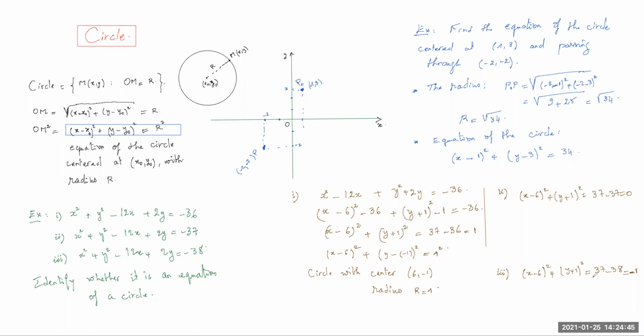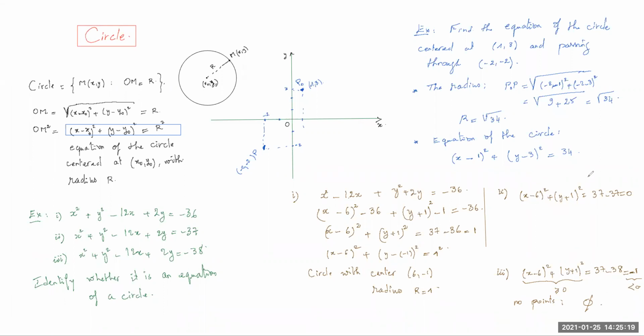Let's explore the third situation. It says the sum of squares, which is always positive, equals something strictly negative. So there are no points, so it's not a circle, it's nothing. There is no point in the plane satisfying such an equation. That is, we have an empty set. There is no set of points satisfying this equality.